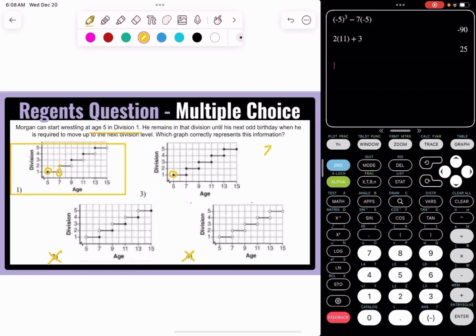Answer choice 3 and 4 would never make any sense because it's saying at age 7 he's in 2 different divisions. I don't think so. Or it's saying here at age 7 he's in no division, so no. 3 and 4 would never make sense. And 2 doesn't make sense because at 7 is when he goes to the next division, so the closed circle should be at the higher division, which is why it is choice 1.